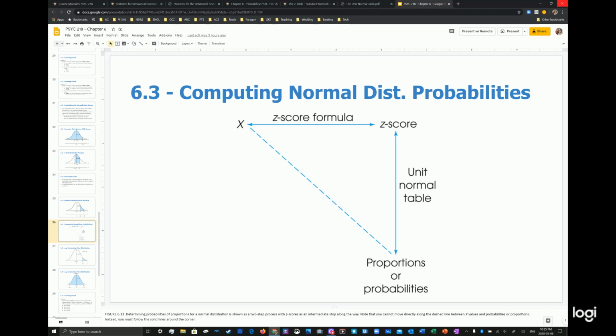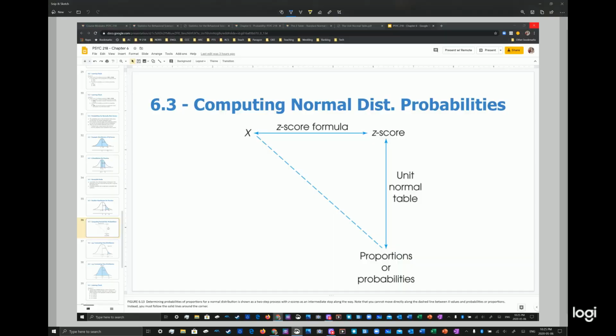So then here is a picture that describes the relationship that you get. Starting with the X score, you transform it into a Z score. Then you would use the Z score to find the proportion using the unit normal table. And you can do this vice versa. That's why the arrows go both ways.